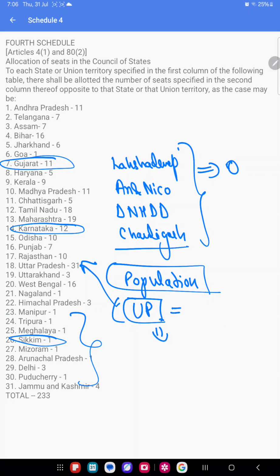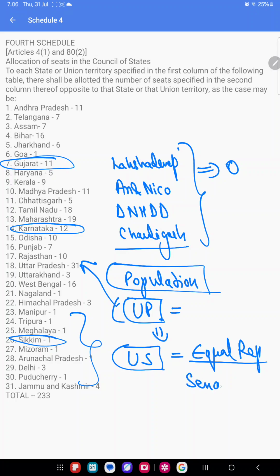So this is actually in contrast with the US, जहाँ पे there is equal representation for each state, that is, each state will be given an equal number of seats in the Senate.